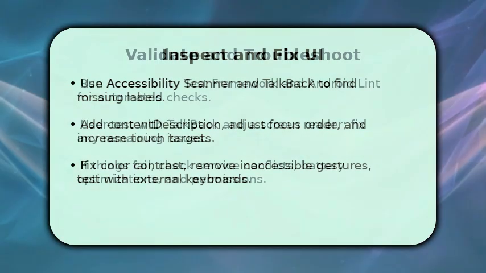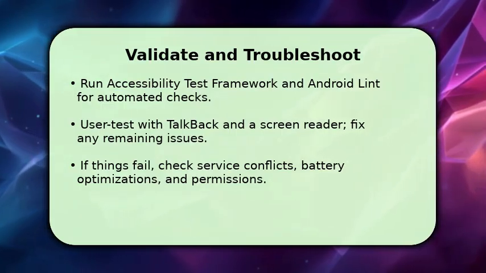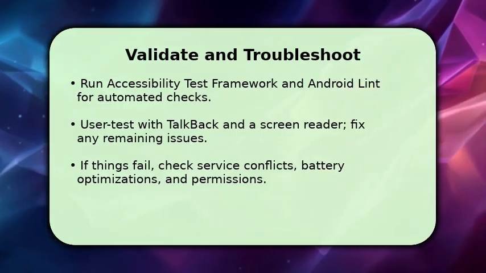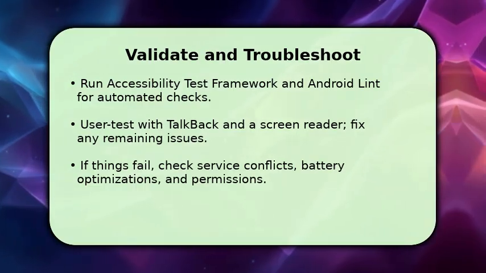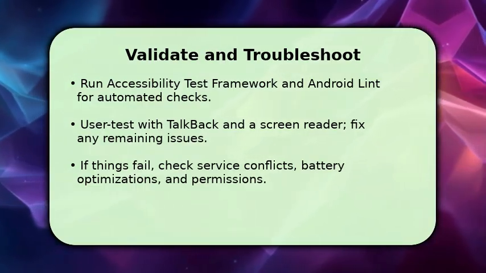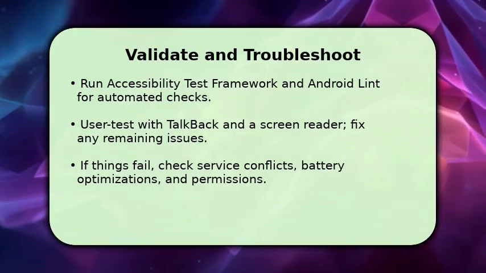You finish by validating and stabilizing the fixes. Run the accessibility test framework and Android Lint to catch remaining code-level violations, then perform a full user test with TalkBack and a keyboard to confirm real-world navigation. Once everything passes, rebuild and ship the update.